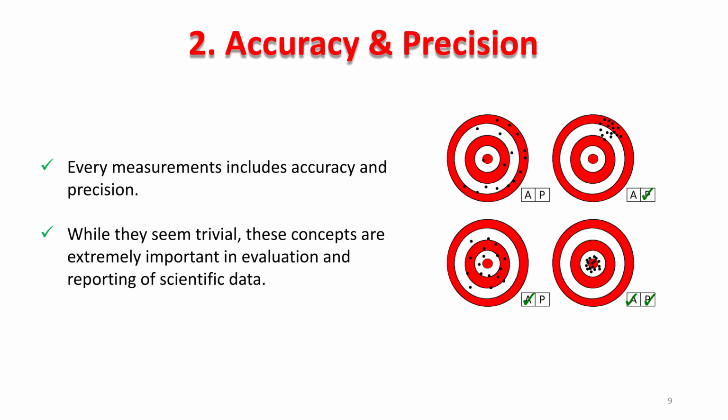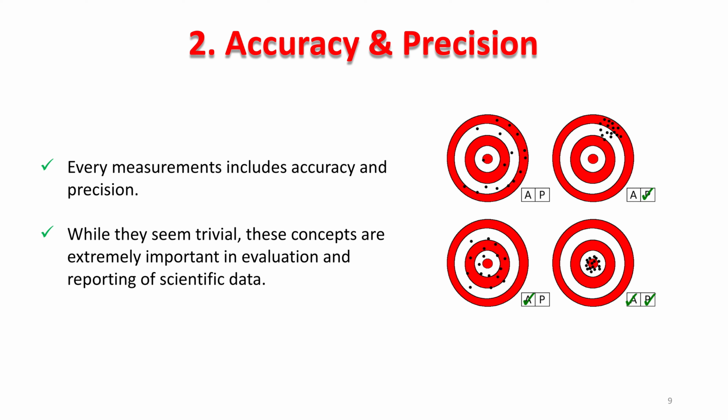The next order of business is accuracy versus precision. Every measurement includes accuracy and precision. Remember, we call a bunch of measurements accurate when the average of those measurements is close to the actual value. While in the case of precise, the measurements are really clustered. They're really close to one another, but not necessarily close to the actual value.